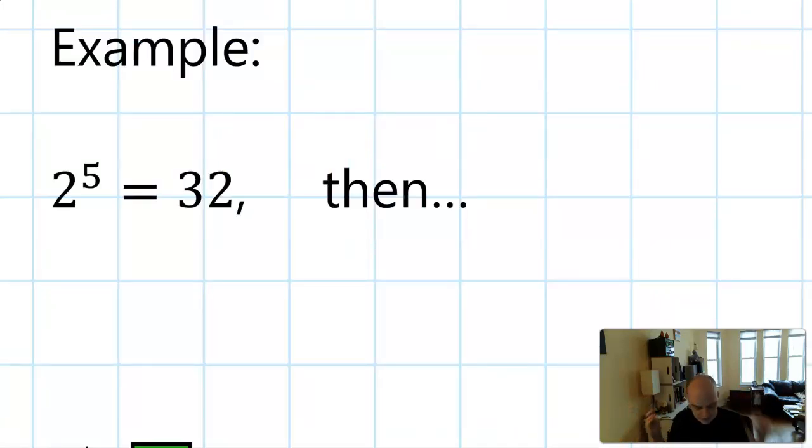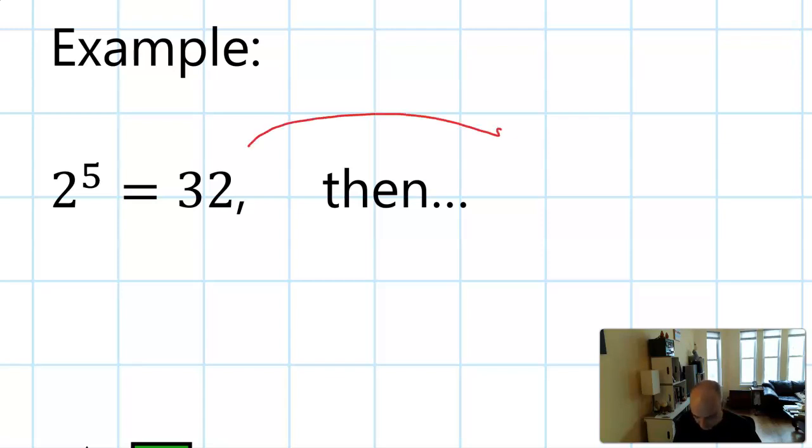So let's go to an exponential statement that doesn't have any unknowns, that has all the variables filled in, and I'm going to show you how to rewrite it in logarithm form. And then we'll take apart what it means in a little bit. So here we have 2 to the 5th is equal to 32.